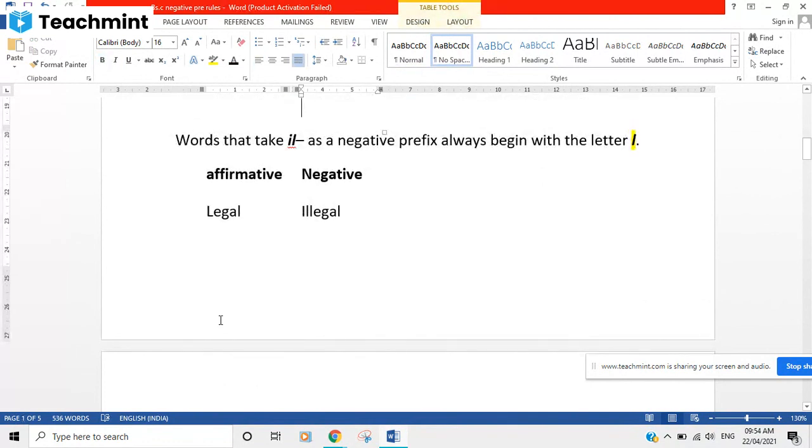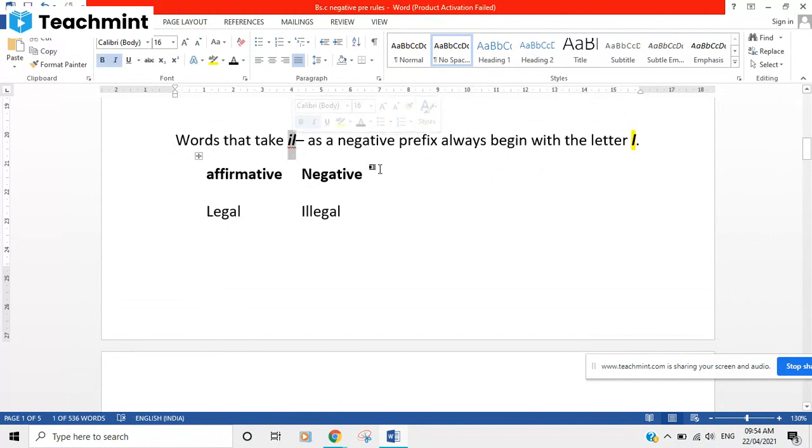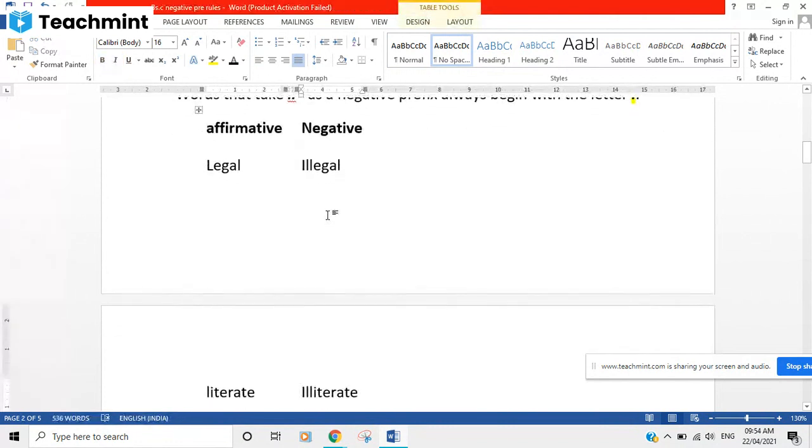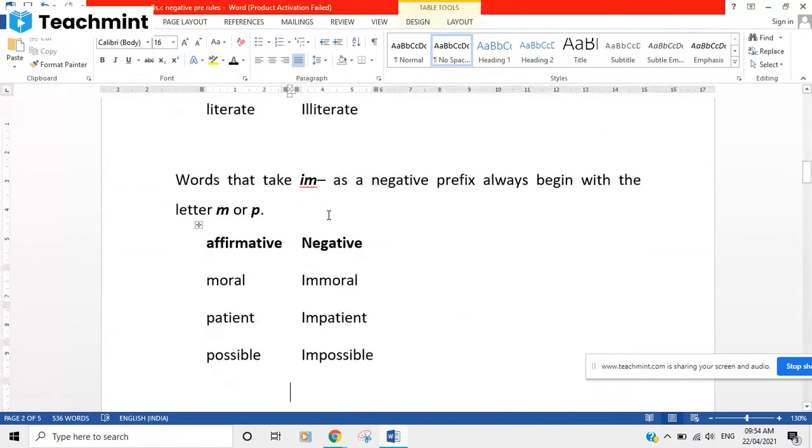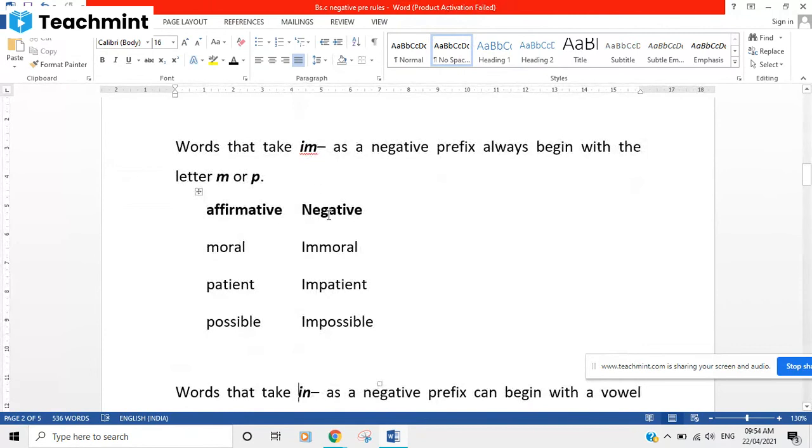The next rule is related to the negative prefix in. Now, when we have to present the negative meaning of a word, we should remember that the word can begin with either a vowel or a consonant, but it should not begin with I and U. I and U are vowels in English, so you can make any vowel or consonant into negative, but not before the vowels I and U.